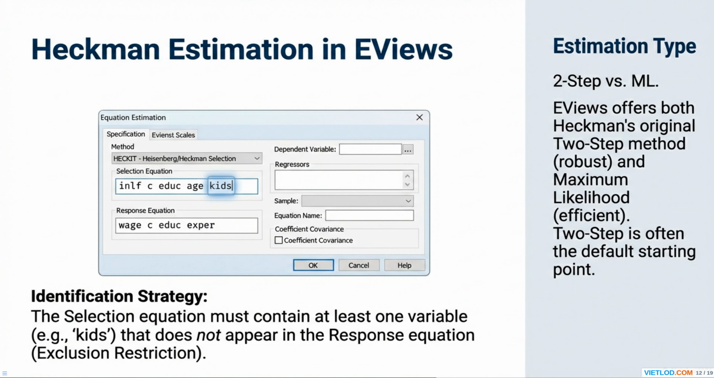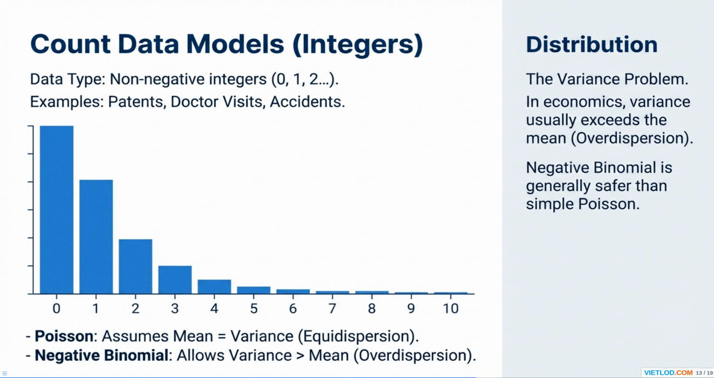A crucial aspect for the model's identification is the exclusion restriction. This means the selection equation must include at least one variable, like kids in our example, that is not present in the response equation, such as wage, C, educate, expr. This variable should theoretically influence the selection decision, but not directly impact the outcome. EViews provides two estimation types: the robust two-step method, which is often the default and a good starting point, and the more efficient maximum likelihood method, which relies on stronger distributional assumptions.